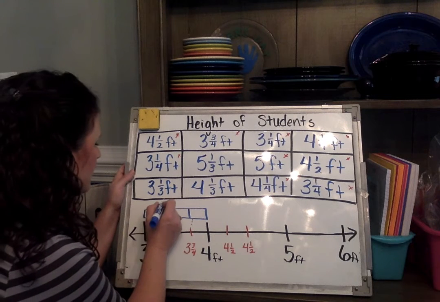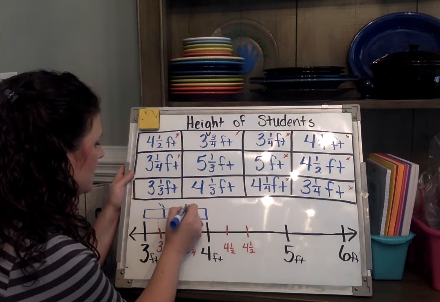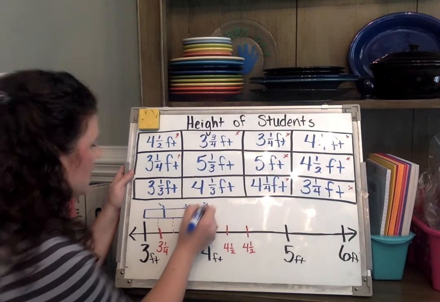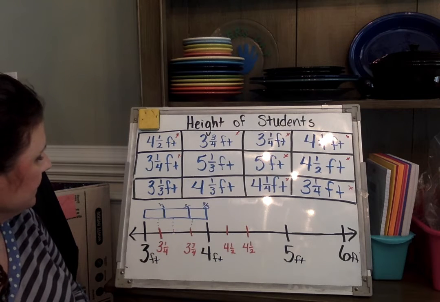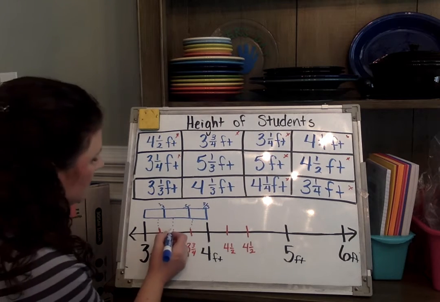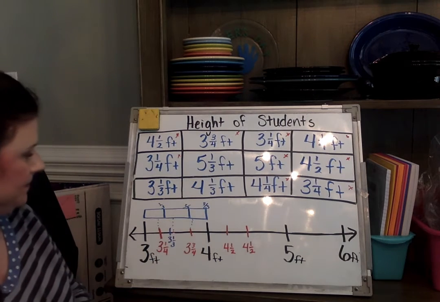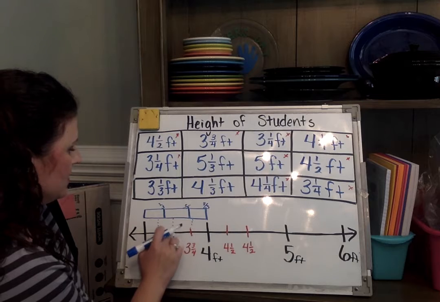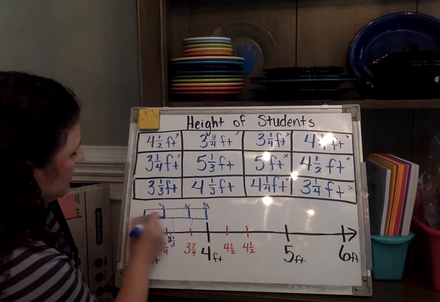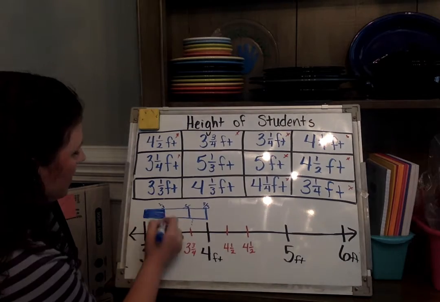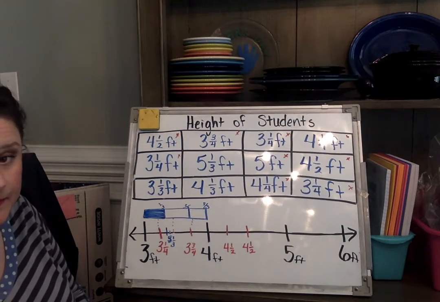This is 1/3, 2/3. Should I put 1/3 before a fourth or after a fourth? 3 1/3 should go after a fourth. Because, and that's really still not lined up correctly, it should be more like right there. If I look at my tape diagram, 1/3 is more than a fourth, but it's less than a half.